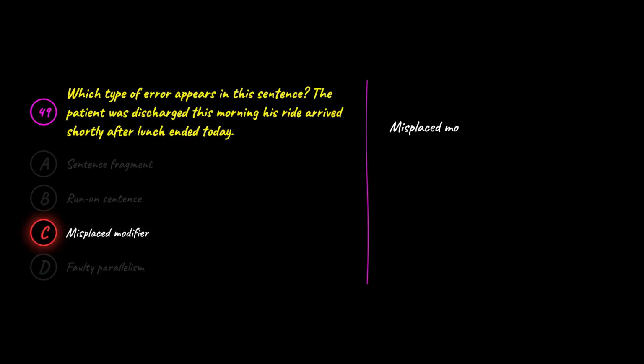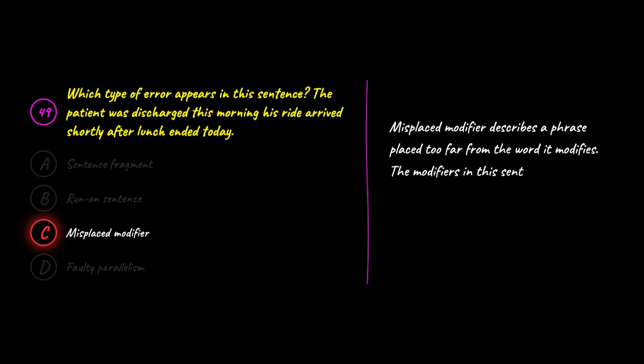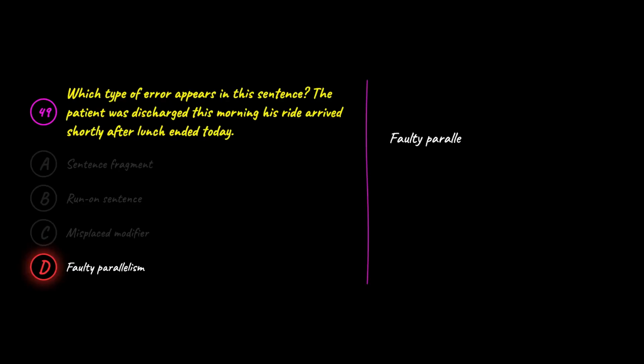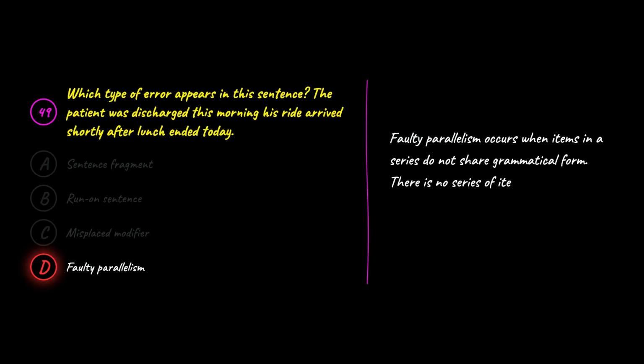C is wrong because a misplaced modifier describes a phrase placed too far from the word it modifies. The modifiers in the sentence are correctly positioned next to their nouns and verbs, so this error label does not apply. D is wrong because faulty parallelism occurs when items in a series do not share grammatical form. There is no series of items in this sentence to compare or evaluate, so parallelism is not the error in this sentence.